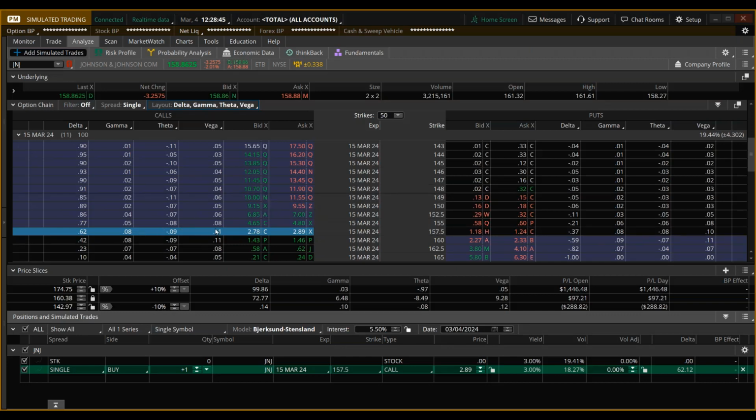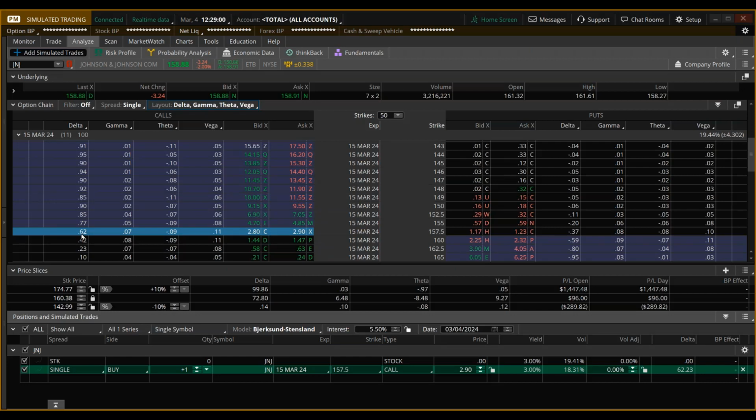So anyway, that's the delta factor. If the stock price goes up a buck, my option is going to go up by a 62 delta. It's going to go up 62 cents. But now let's talk about vega.